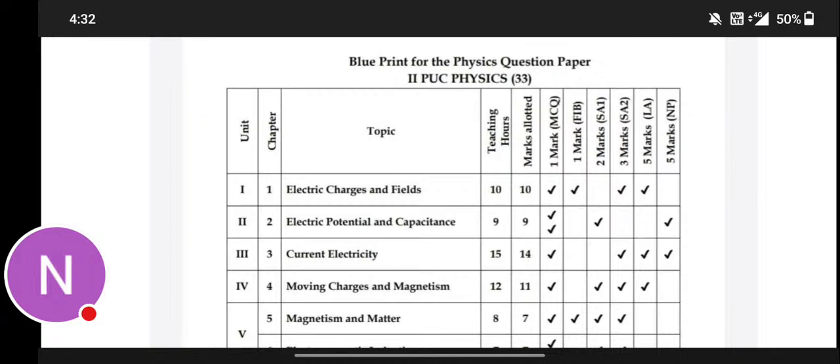Next is the Electrostatic Potential and Capacitance chapter. 9 marks is allotted for this chapter. For the MCQ, 2 marks you will get, and 1 question from 2 marks and 1 question from 5 marks. So totally it is 5, 2, and 2, that is 9 marks you are getting from this chapter.